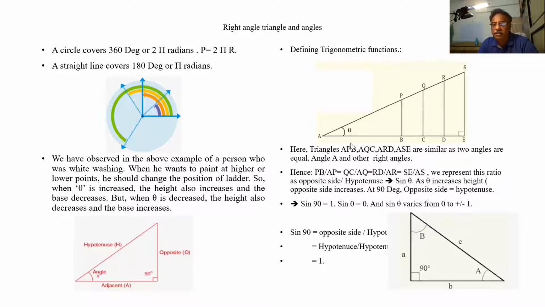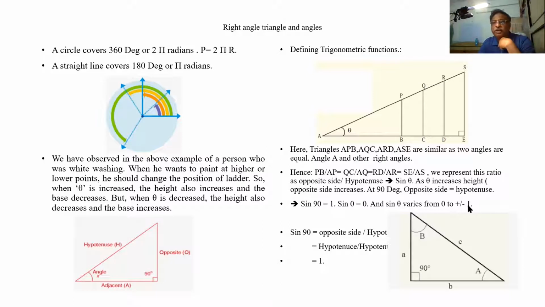Theta is increasing in this direction, up to where vertical is 90 degree. In such case, opposite side is hypotenuse. That will come later. But suppose when theta is 0, this line will be touching here. Then vertical is 0. So 0 by hypotenuse is 0. So sine 0 is 0. Sine 90 is equal to 1. And the value varies between 0 to 1.